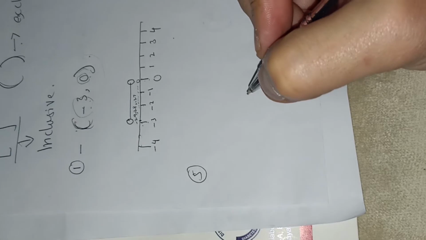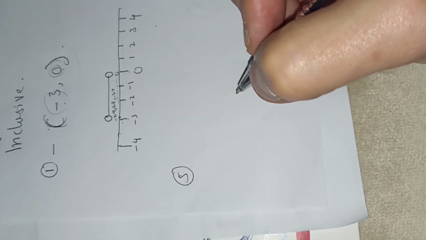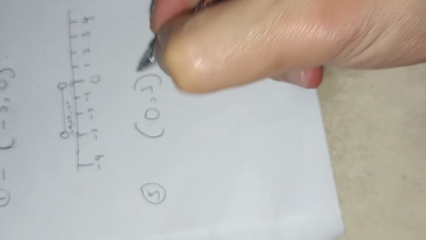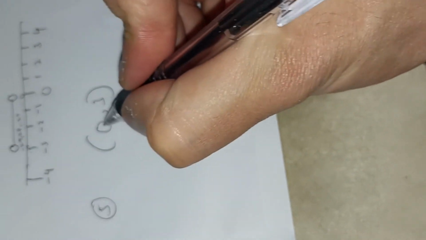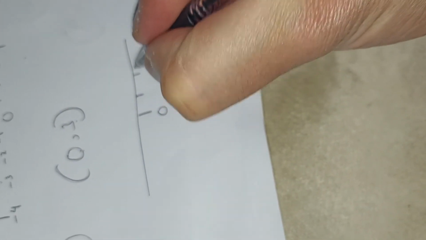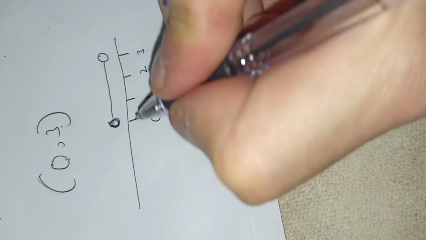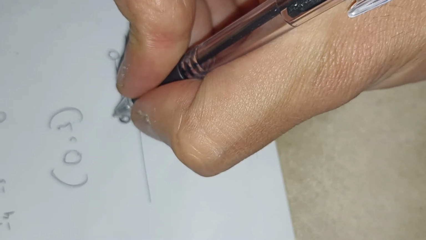Okay, now question number 5 in exercise 1.3. So we have 0 and 3 and the same small brackets. So the small brackets mean anything between 0 and 3, in which 0 and 3 will not be included. Okay, this is 0, 1, 2, 3. So anything between these 2 points will be our interval.